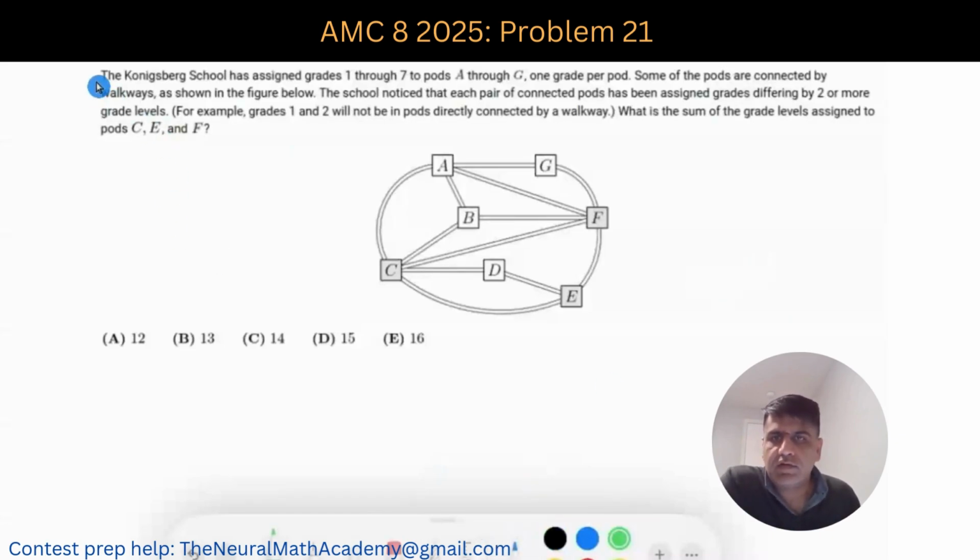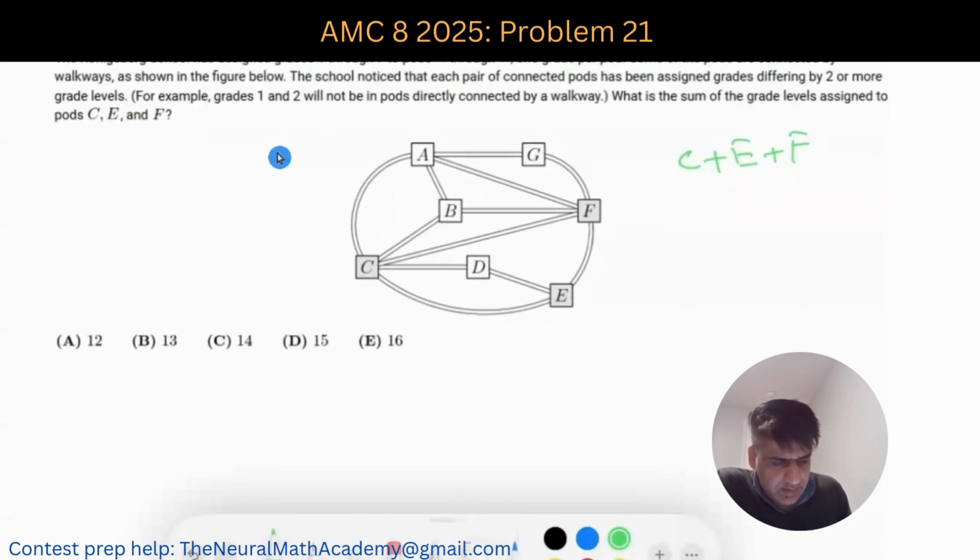Okay, so now let's look at problem 21, where the school has assigned grades 1 through 7 to pods A through G, 1 grade per pod, that is shown up here. And it says the school noticed that each pair of connected pods has been assigned grades differing by 2 or more grade levels. What is the sum of the grade levels assigned to pods C, E, and F? So we have to find C plus E plus F, basically the sum of these three pods.